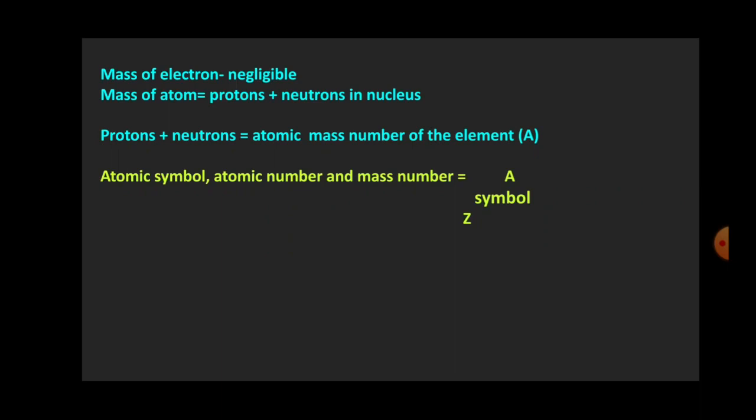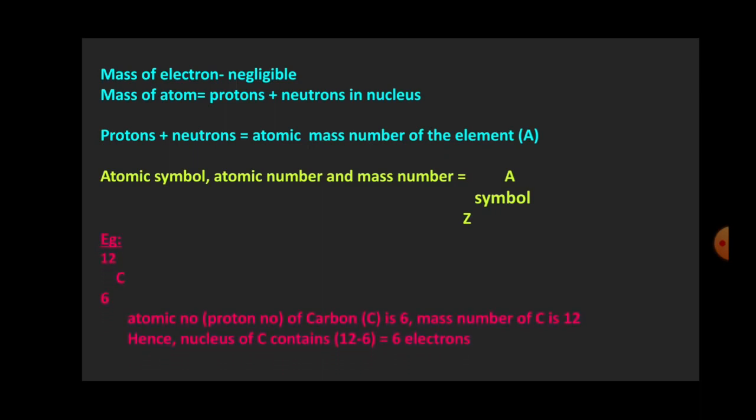Now, as you can see on the screen, symbol, A, Z. Symbol is the short form or abbreviation of any element which we write, like for oxygen it is O, hydrogen it is H, chlorine it is Cl, carbon it is C. Now, what are A and Z? A, as I told you, is the protons plus neutrons, that is the atomic mass number of the element. And Z, as I had told you, is the number of protons.